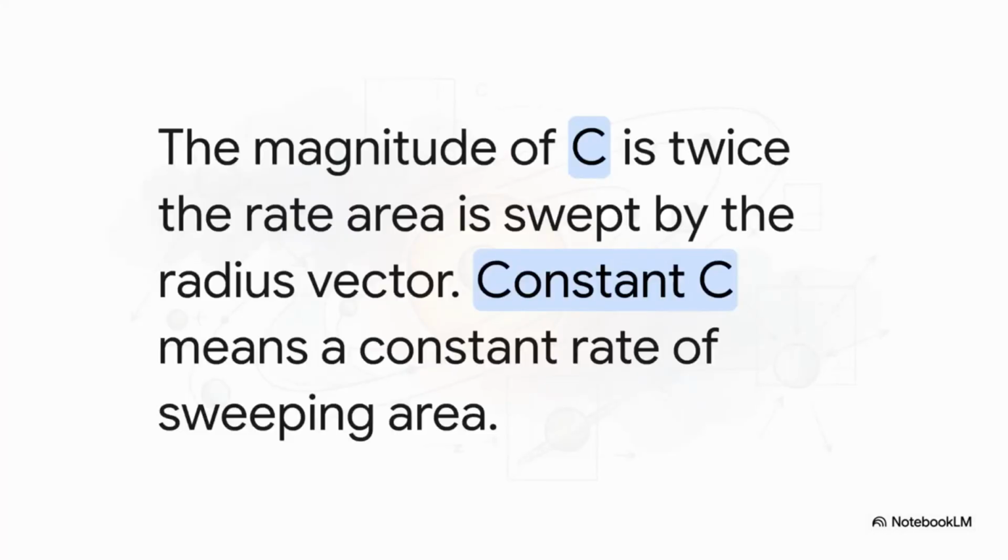And here is the final beautiful connection. It turns out that the magnitude of this constant vector c is geometrically equal to twice the rate at which that radius vector r is sweeping out area in space. Since the magnitude of c is constant, the rate of sweeping area must also be constant. And that is precisely Kepler's second law. The line joining a planet and the sun sweeps out equal areas in equal amounts of time.